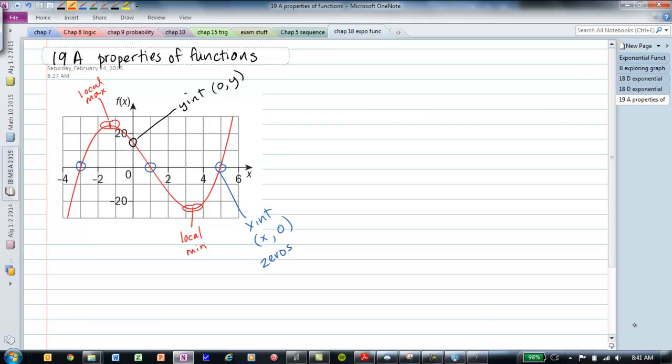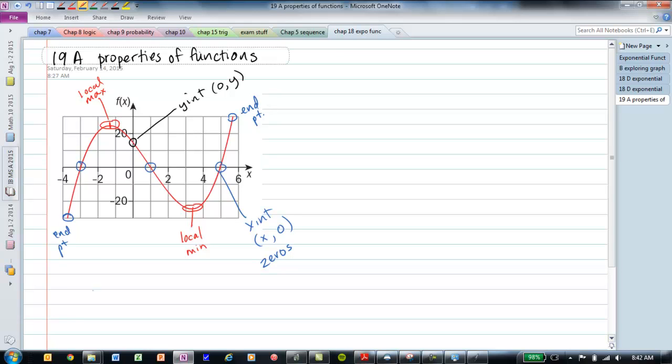You also might need to find endpoints depending on the question. So this would be an endpoint, and this would be an endpoint. And you'll know because they'll give you a specific domain, and the endpoints are the range that correspond with that domain.